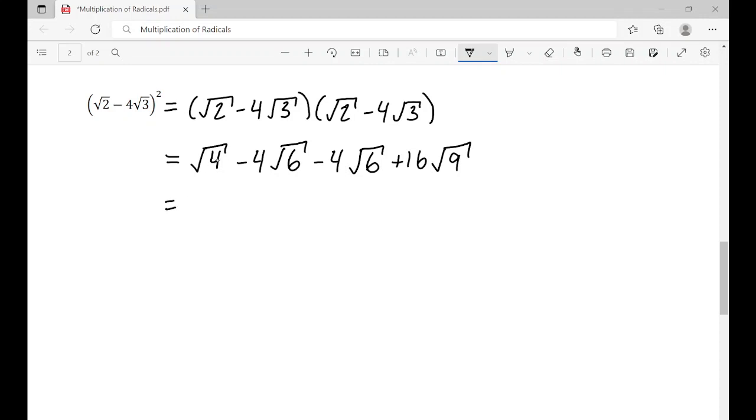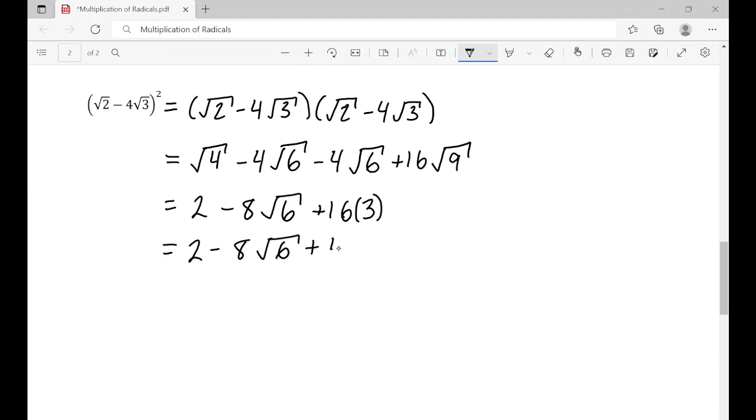Simplify and combine. So square root of 4 is just 2. The middle two terms I can combine, so negative 8 square root of 6. And then square root of 9 is just going to be a 3. So keep everything as is for now, and I'm going to do 16 times 3, which is going to give me 48. And then 48 and 2 is going to give me 50 minus 8 square root of 6. And I can't combine anymore, so this is the final answer to this expression.